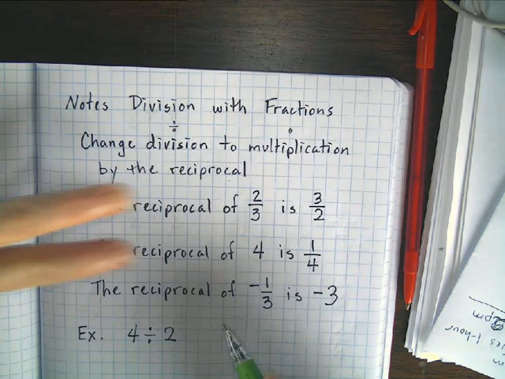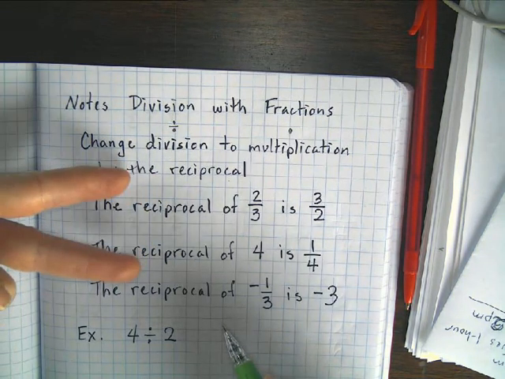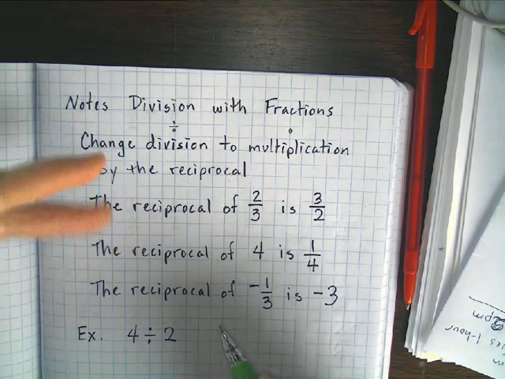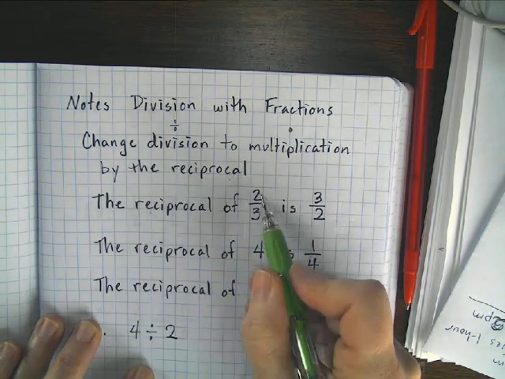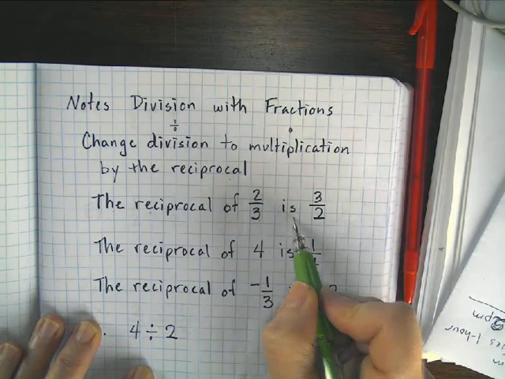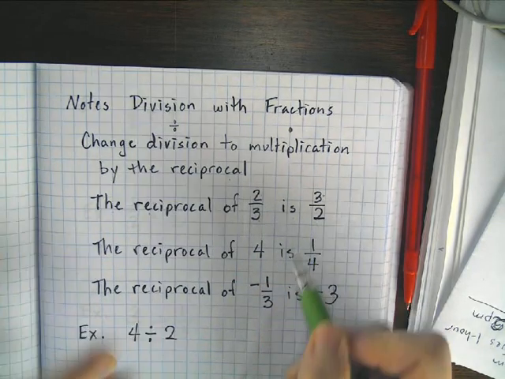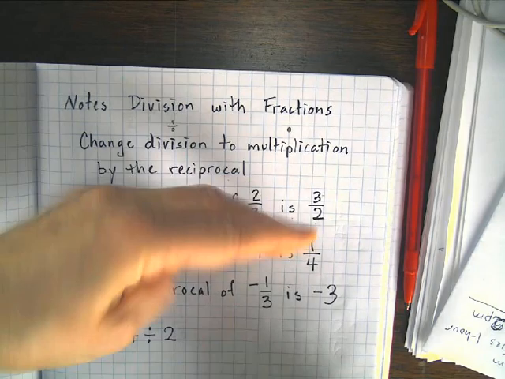Reciprocal is when you flip the number. So the reciprocal of 2 over 3 is 3 over 2. See how I took the numbers and I flipped them.